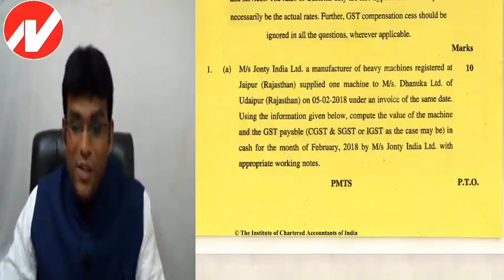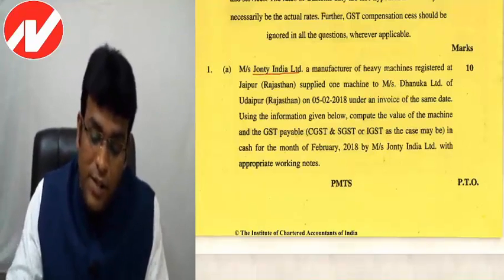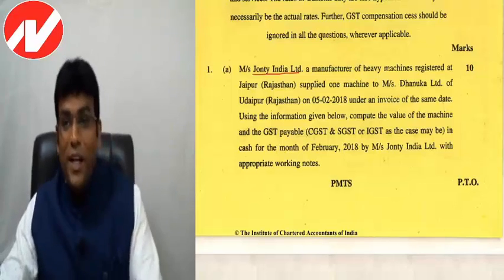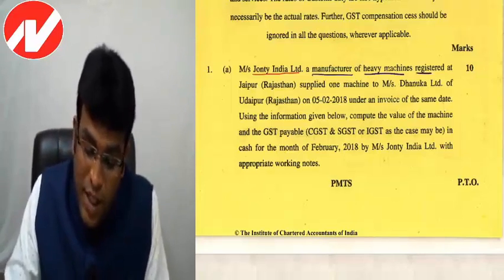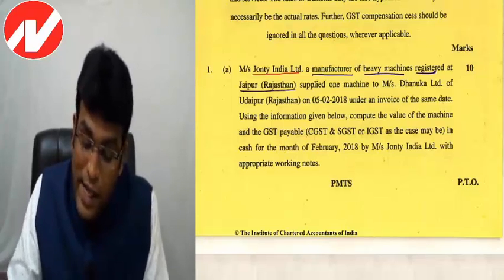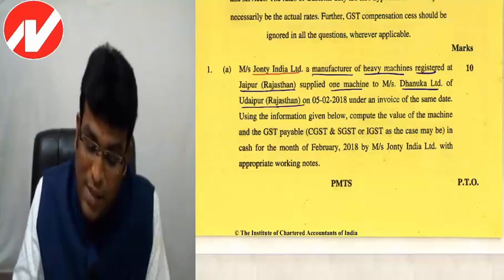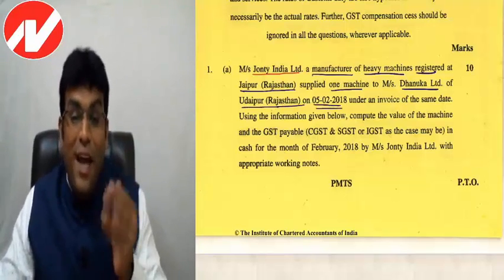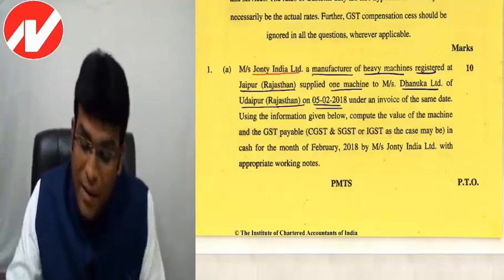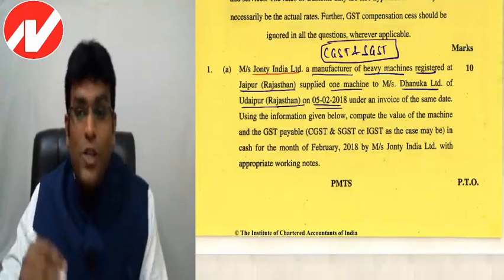Let's start our discussion. John T. India Limited. Come on, friends. What is the first question? John T. India Limited, a manufacturer of heavy machines, registered at Jaipur, Rajasthan, supplied one machine to Navkar Limited of Udaipur, Rajasthan on 5/12/2018, and supplier is in Rajasthan, receiver also is in Rajasthan. So obviously what will come is CGST and SGST. There is no doubt about it.